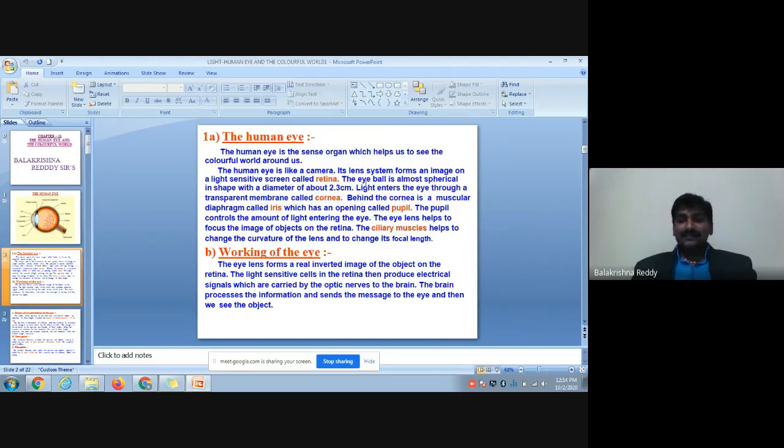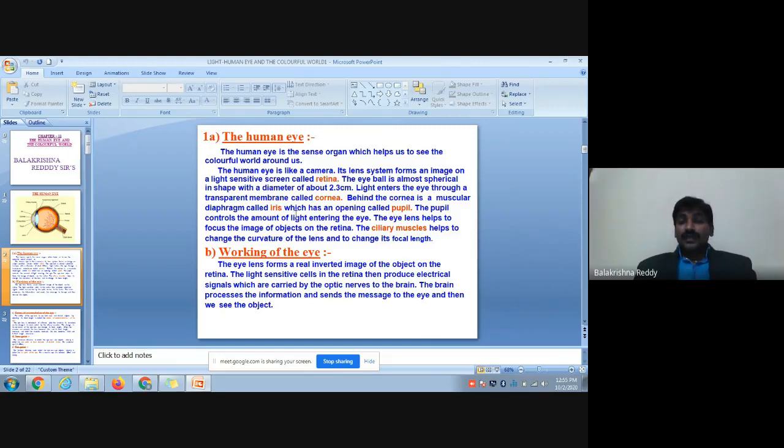It has a lens system that forms an image on a light-sensitive screen called the retina. The screen on which the light rays fall after passing through the lens is called the retina, which we discussed. Now, the complete eyeball is almost spherical in shape, with a diameter of approximately 2.3 centimeters. The light enters through the transparent membrane called the cornea, the front layer which we saw. And after the cornea, you have a muscular diaphragm. Just now I told you about its unique nature, that is the iris in human beings.